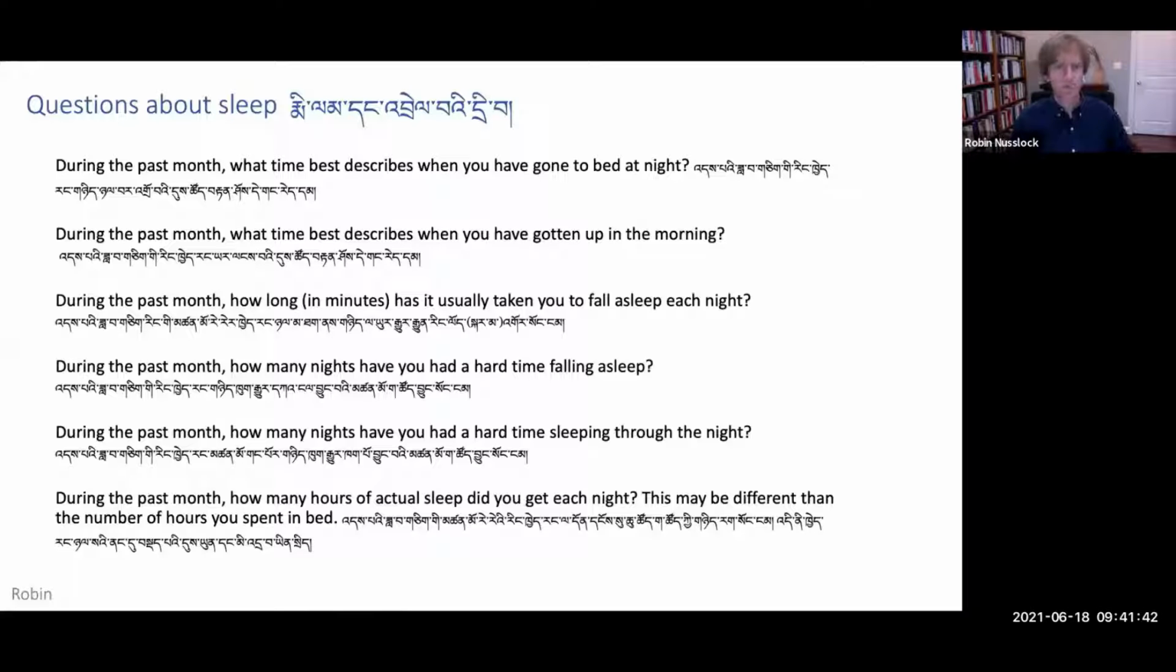So the past month may seem like a good idea to folks. I think it was a good idea for us because it gives us kind of a general sense, but it's not so long that people can't remember.